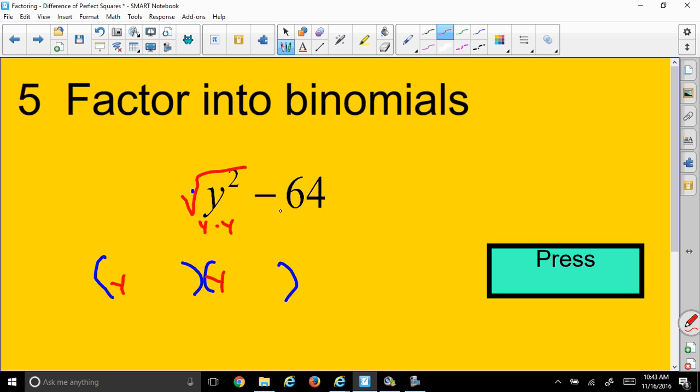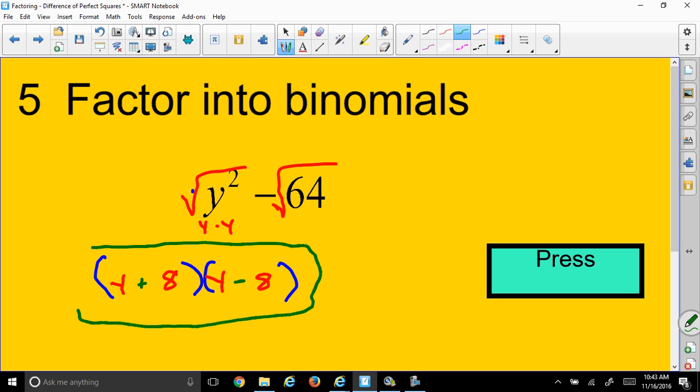Now I'm going to also express the 64 as a square root value. So the square root of 64 is 8. So I'm going to put an 8 here and an 8 here. And remember, our rule, we have to put one sign as plus or positive and one sign as negative. So our answer is going to be y plus 8 times y minus 8.